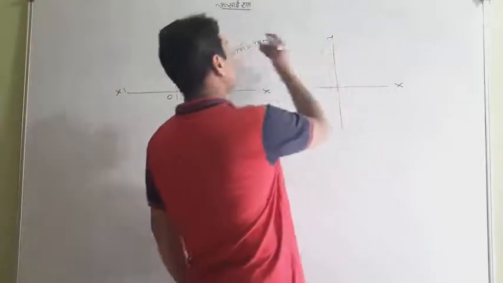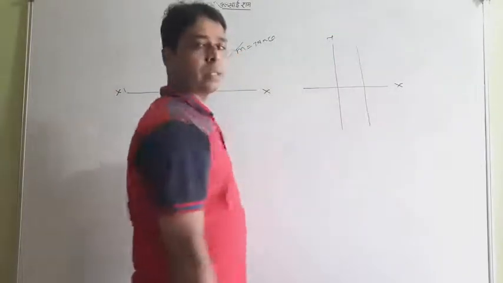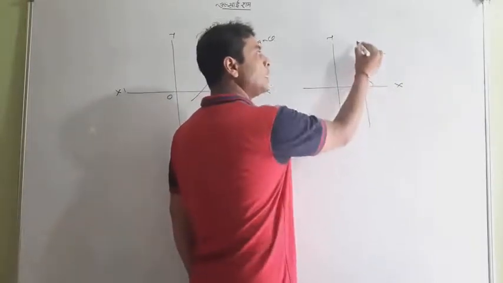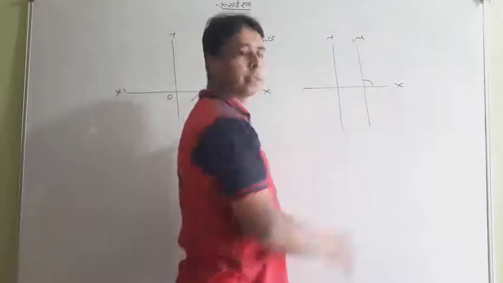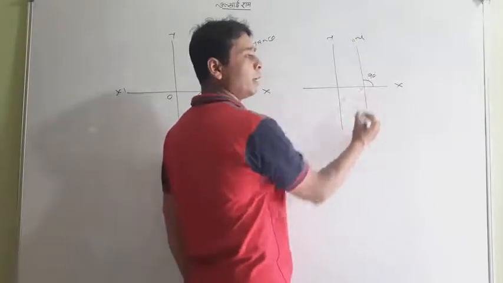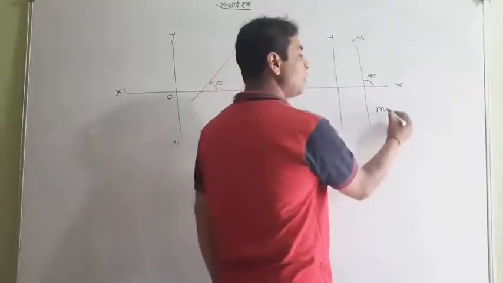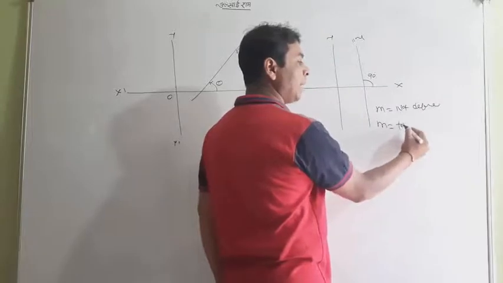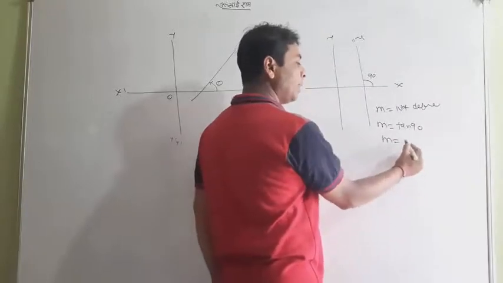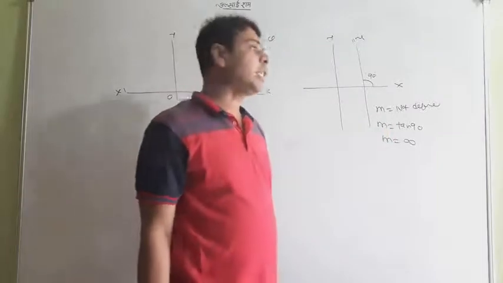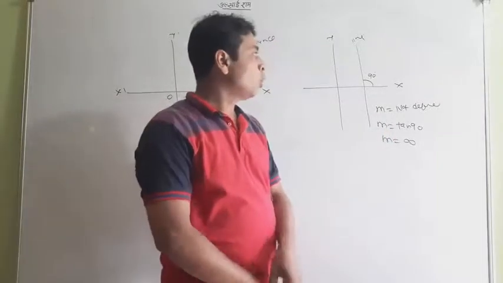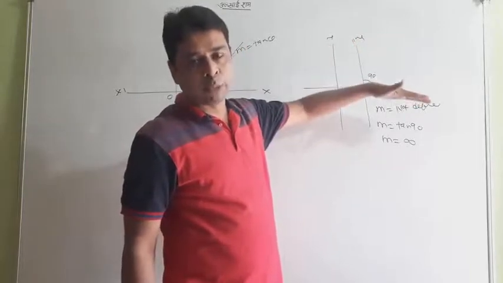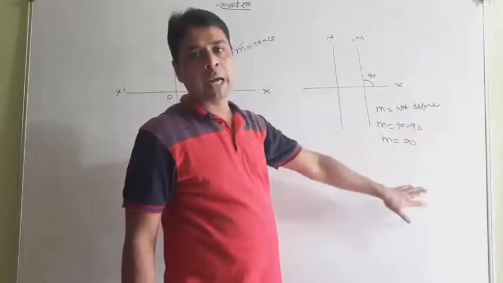One more thing. Suppose this line is perpendicular to the x-axis, or this line is parallel to the y-axis. In both cases, theta will be 90. And when theta is equal to 90, m is not defined. Why? Because m is tan theta, tan 90, and you know tan 90 is infinite. So please keep in mind the concept that when the line is parallel to the y-axis or perpendicular to the x-axis, in both situations theta will be 90 and m does not exist.